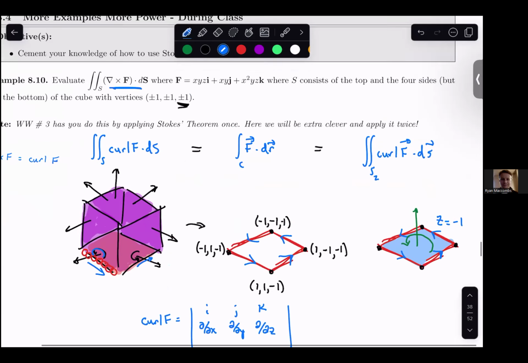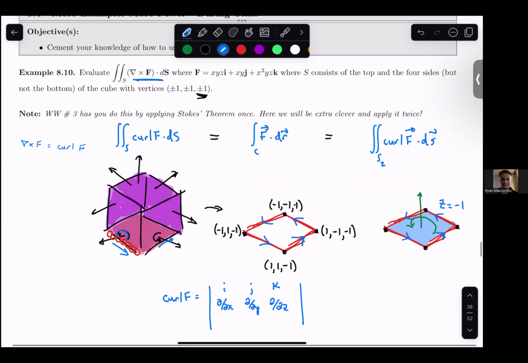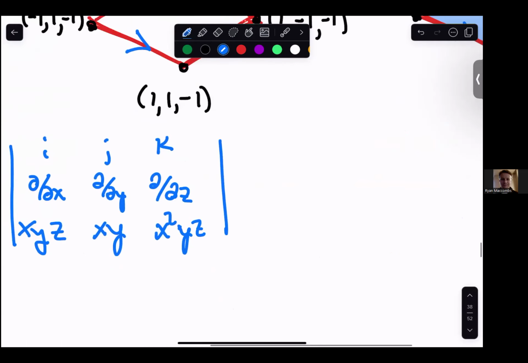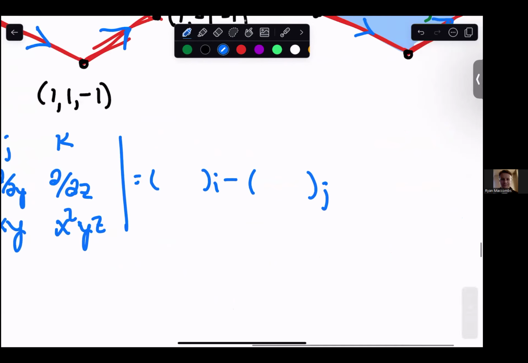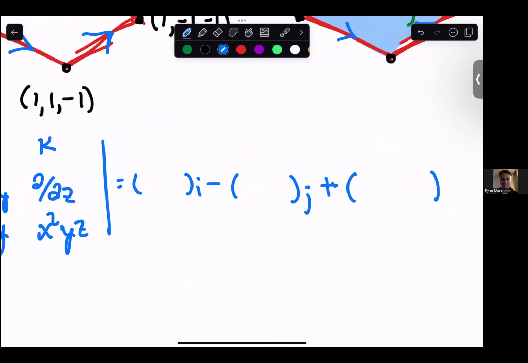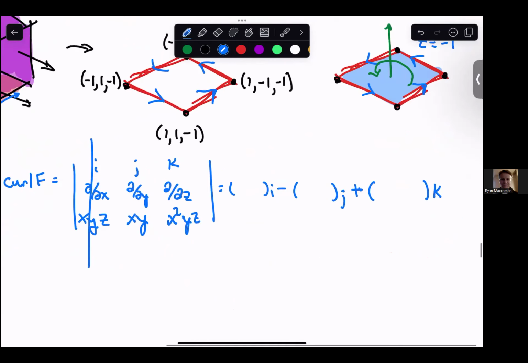And our vector field is xyz, xy, and x squared yz. So again, stuff with i's minus stuff with j's plus stuff with k's. When I cross off that first row, first column, I'm going to have a partial with respect to y of x squared yz. So I'm going to have x squared z. Subtract away a partial derivative with respect to z of something without z's. So that's just going to be 0.